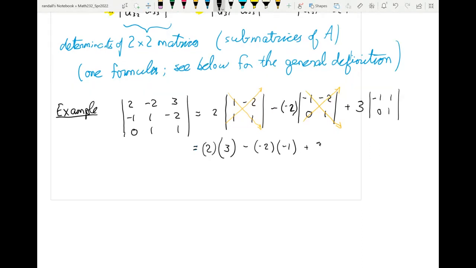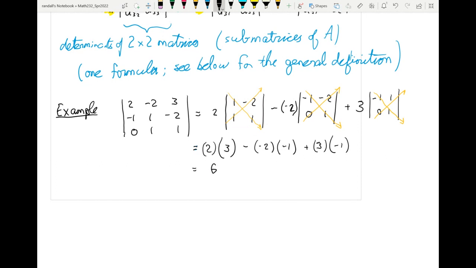And then on to the third term, which is 3. Now this 2 by 2 matrix is that product minus this product. And once again, it has a 0 in the second product, so it's just the first product, which is again minus 1. Okay, now I'm ready to do that multiplication.